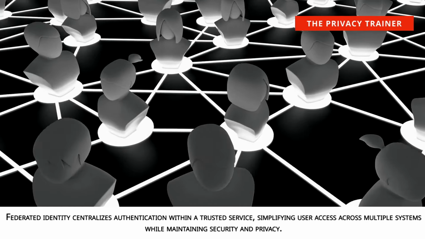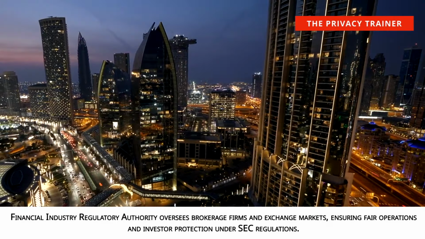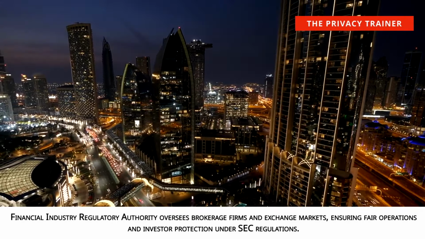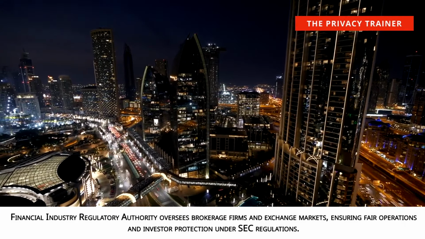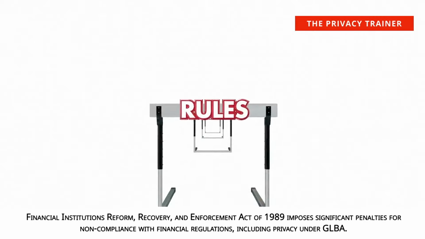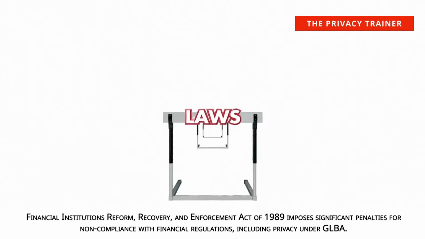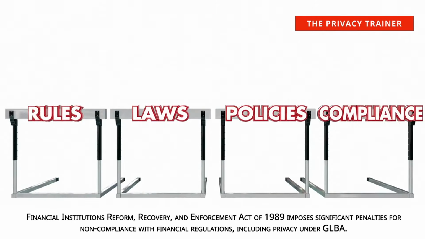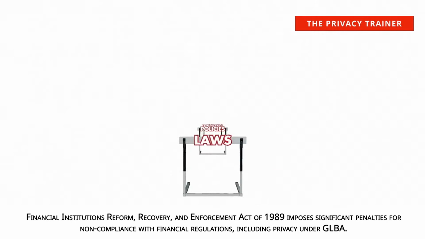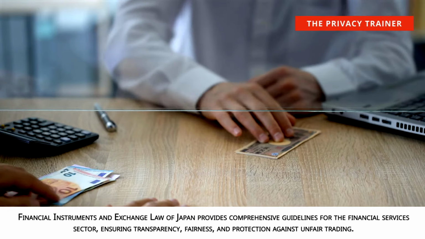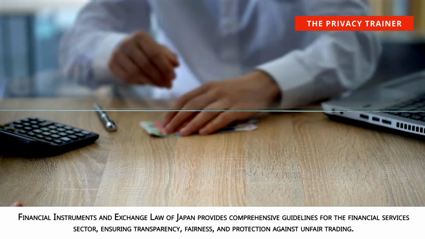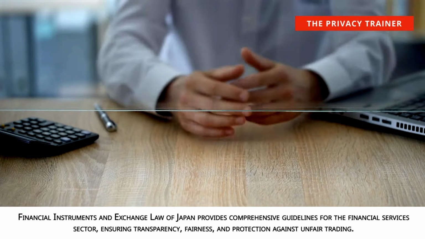Final health breach notification rule requires personal health record vendors to notify individuals of breaches, ensuring transparency and protection under HITECH. Financial Industry Regulatory Authority oversees brokerage firms and exchange markets, ensuring fair operations and investor protection under SEC regulations. Financial Institutions Reform, Recovery, and Enforcement Act of 1989 imposes significant penalties for non-compliance with financial regulations, including privacy under GLBA. Financial Instruments and Exchange Law of Japan provides comprehensive guidelines for the financial services sector, ensuring transparency, fairness, and protection against unfair trading.